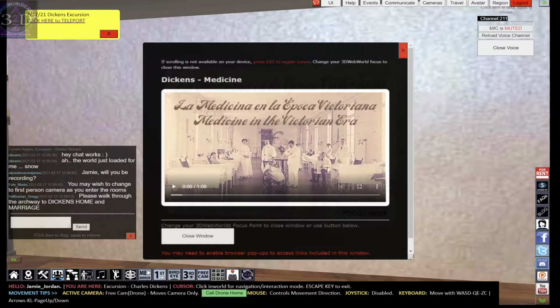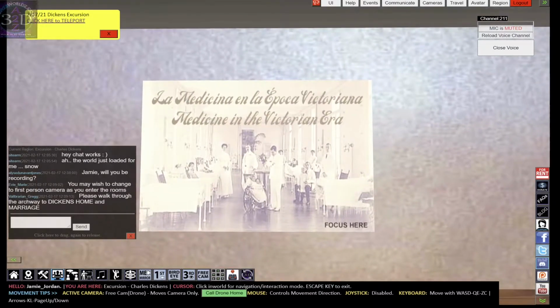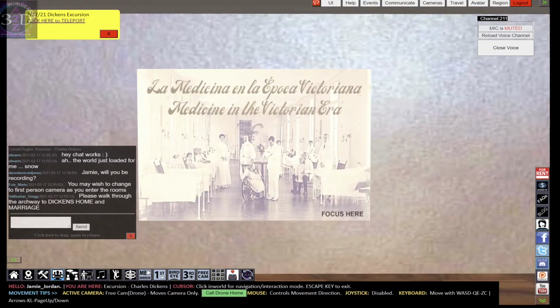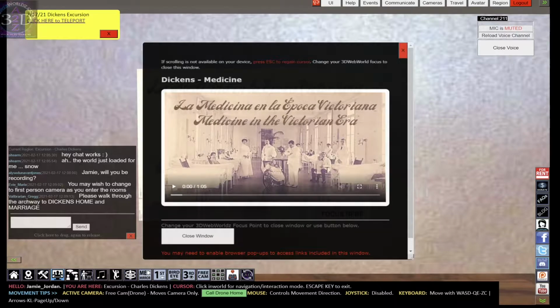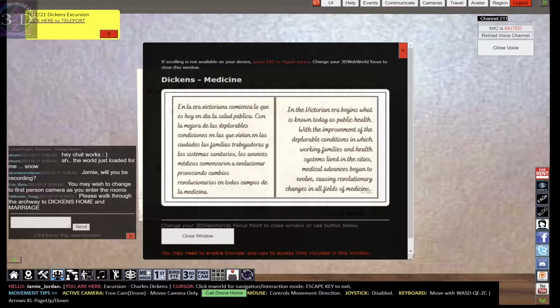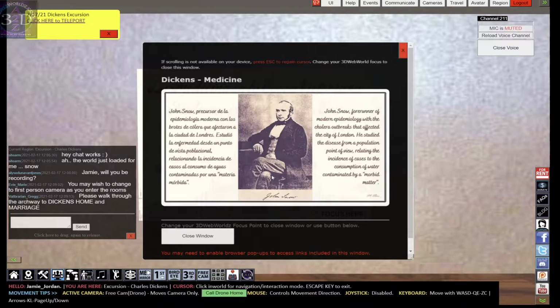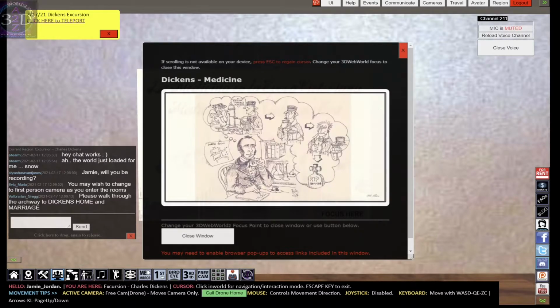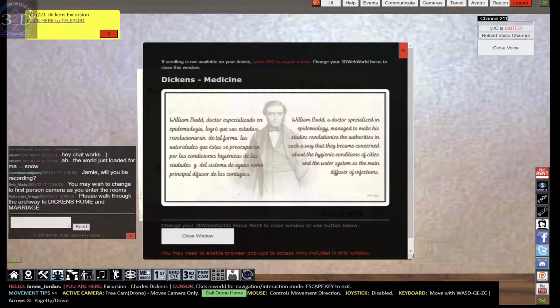You can click on the sign to see more about La Medicina en la Época Victoriana, which is medicine in the Victorian era. And she's done this in both English and Spanish, which is great, so that our Spanish speakers can come in and learn a bit about it as well. William Budd was a doctor who specialized in epidemiology. He managed to make his studies revolutionize the authorities in such a way that they became concerned about the hygienic conditions there in the city and the water system.